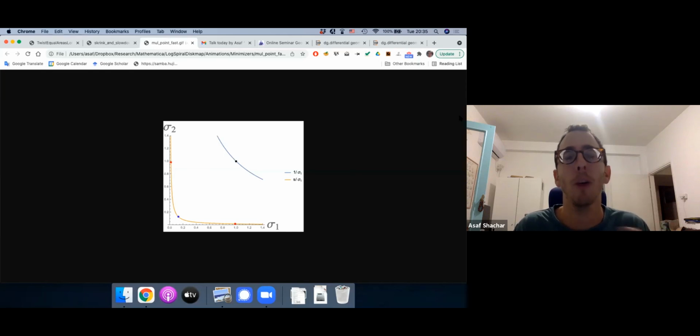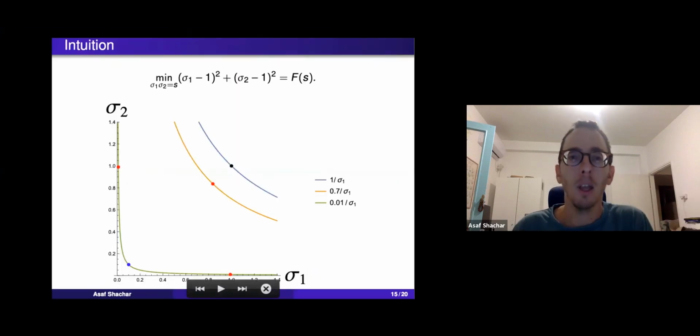From a certain point, it stops being a global minimizer. In fact, it becomes a local maximizer, and the minimizers split into 2 different points. Of course, we have mirror points here because the problem is invariant under commuting sigma 1 and sigma 2. And actually, when you take s to be 0, this is immediate.